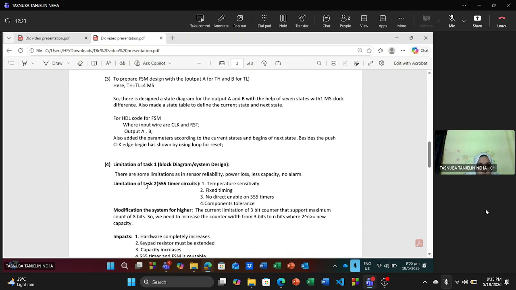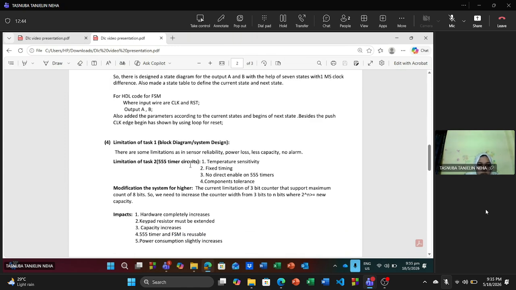For the VHDL code for the FSM, the inputs are clock and reset. Outputs A and B are also added, with parameters according to the current state and next state. Besides, the positive clock edge has been shown by using a loop for reset.